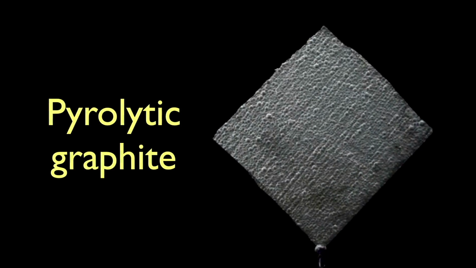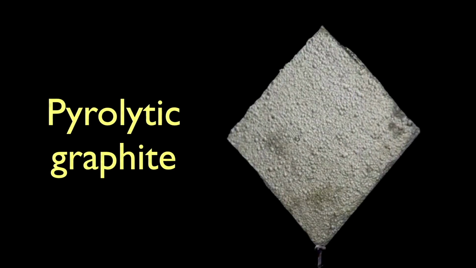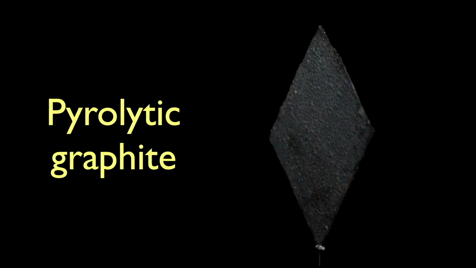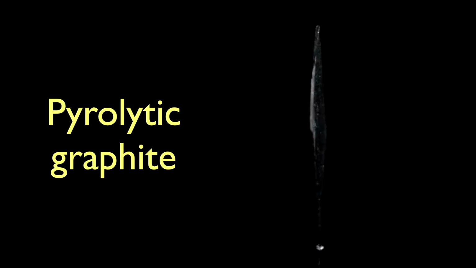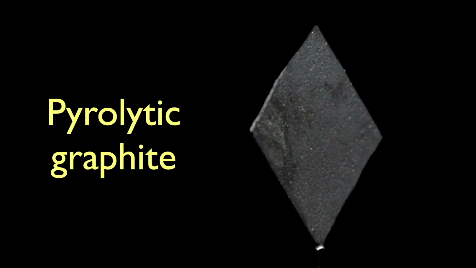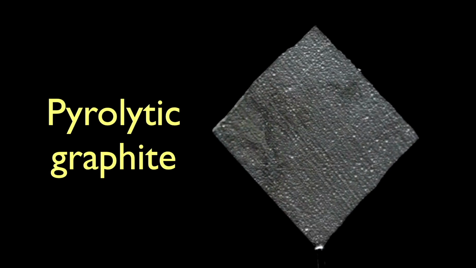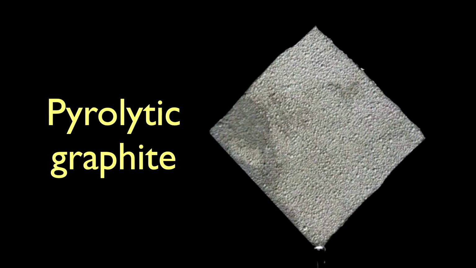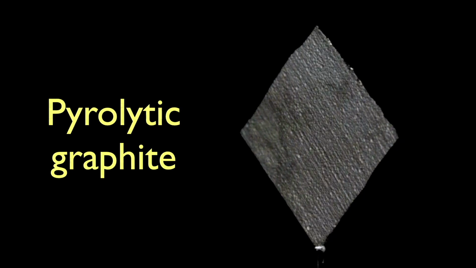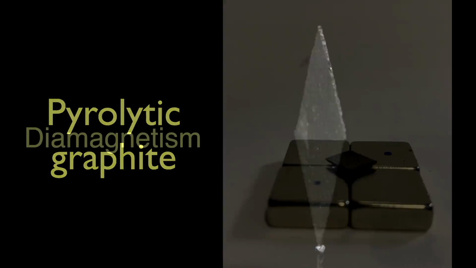This is a special crystalline form called pyrolytic graphite. The hexagonal arranged carbon atoms are layered and bonded in a more orderly fashion. It's like ordinary graphite, but with better alignment of the atoms between the layers.